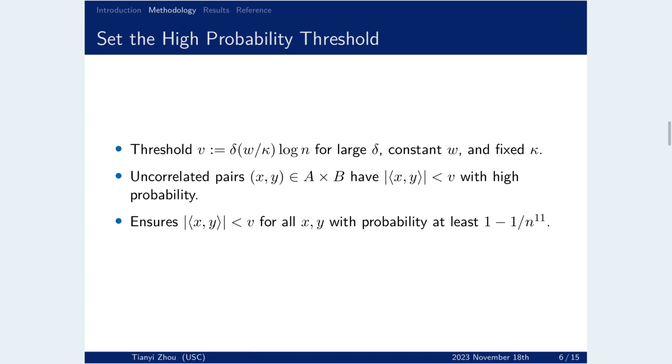And when we apply a union bound over all these possible pairs, which are on the order of n squared, we find that the probability that the absolute value of their inner product is less than V for all such uncorrelated pairs X and Y is at least 1 minus 1 over n to the power of 11. And finally, we identify the correlated pair denoted as X tilde in set A and Y tilde in set B, and these pairs satisfy the condition that the inner product of them is equal to or larger than rho times d, which is equal to our threshold V.